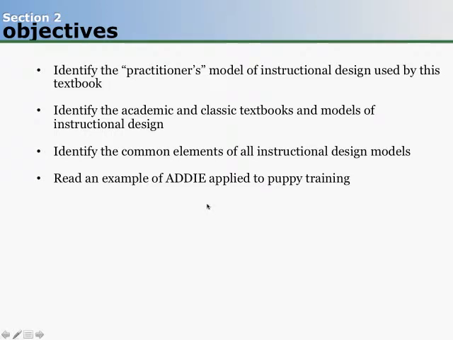In Section 2 of Unit 1, you will identify the practitioner's model of instructional design that we use in this book, and it's also called the rocket science model in Fun. You will also identify the academic and classic textbooks and models of instructional design. You will identify the common elements of all instructional design models, and you'll read an example of ADDIE and how it's applied to puppy training.